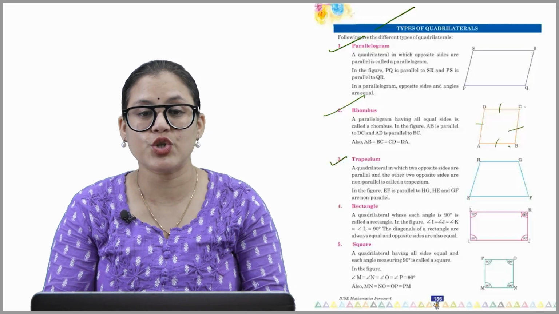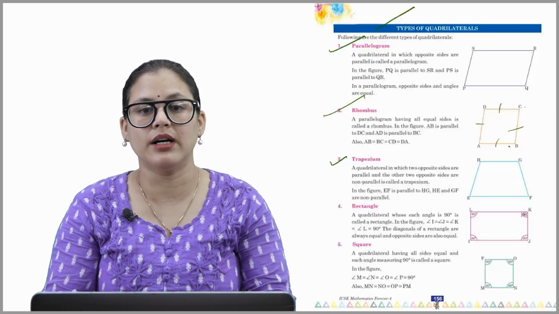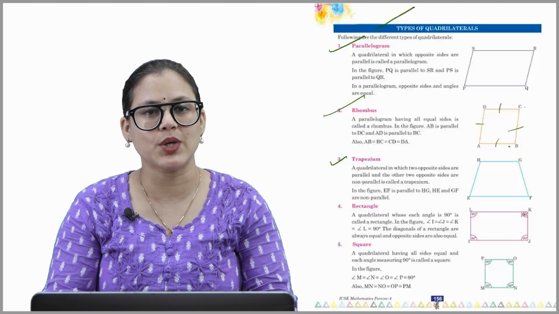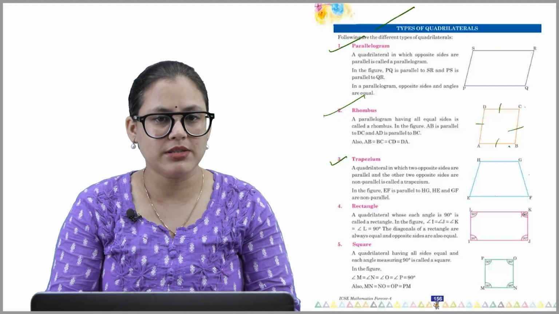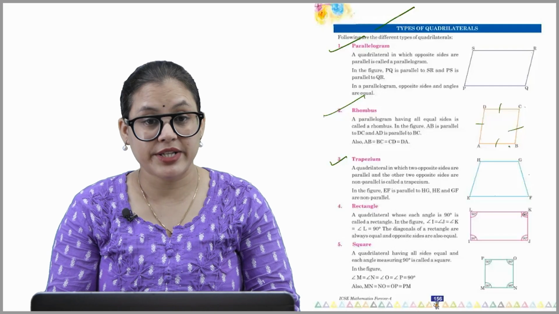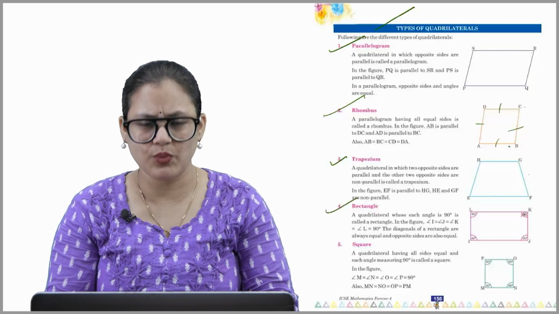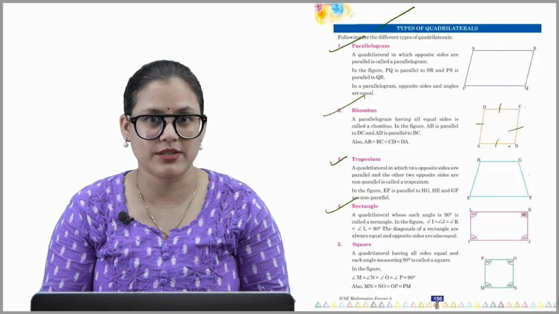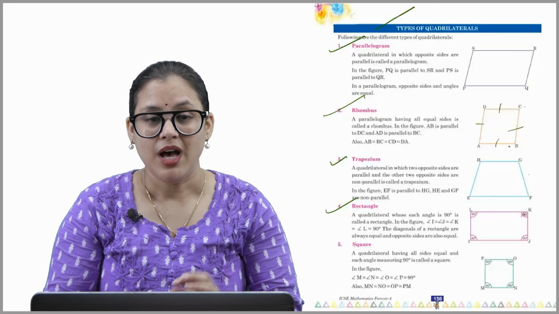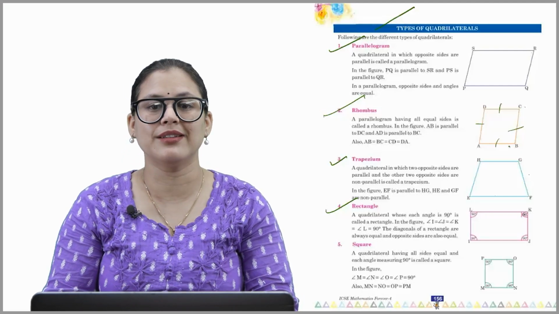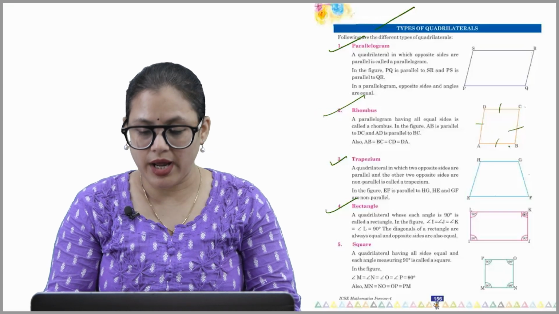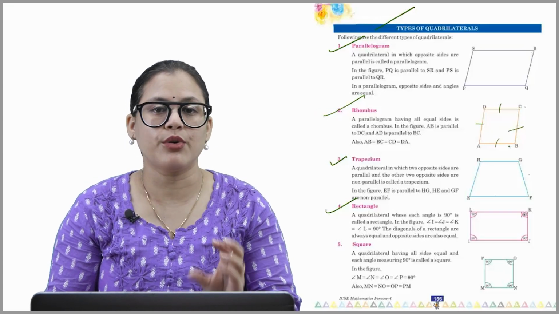Number 3, trapezium. A quadrilateral in which 2 opposite sides are parallel and the other 2 opposite sides are non-parallel is called a trapezium. These 2 sides are parallel and these 2 are non-parallel sides. Number 4, rectangle. A quadrilateral, because a rectangle has 4 sides. A quadrilateral whose each angle is 90 degrees is called a rectangle. In the figure, all 4 angles are equal and all 4 angles are of 90 degrees.